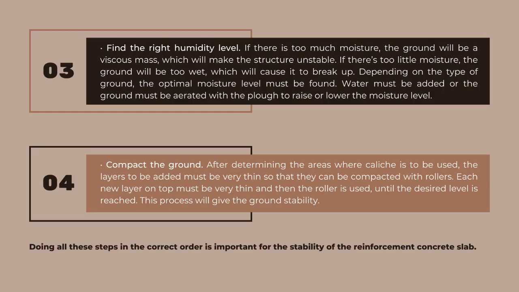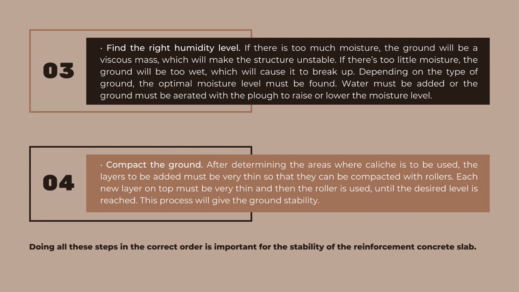Third, find the right humidity level. If there is too much moisture, the ground will be a viscous mass, which will make the structure unstable. If there's too little moisture, the ground will be too dry, which will cause it to break up. Depending on the type of ground, the optimal moisture level must be found. Water must be added, or the ground must be aerated with the plow to raise or lower the moisture level.